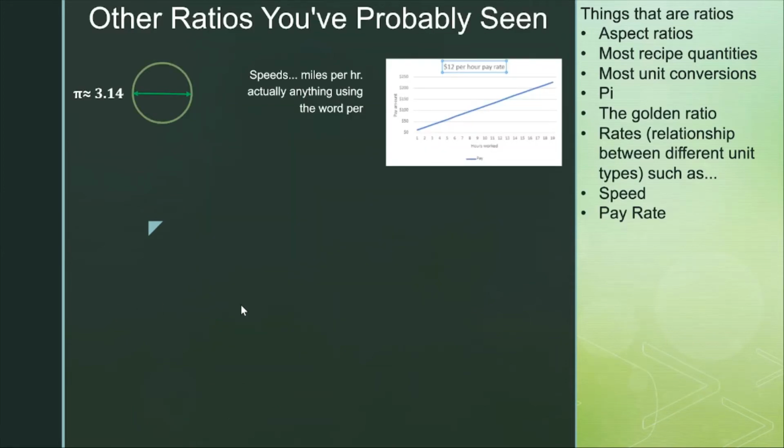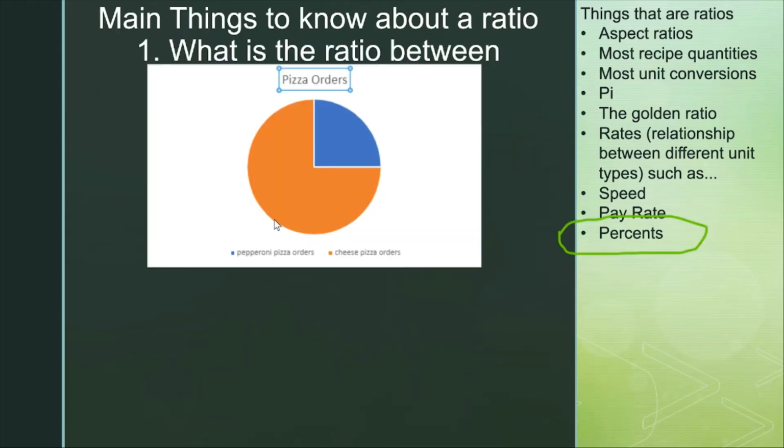Other ratios that you've probably seen include pi and rates. Those are relationships between different unit types, such as speeds, miles per hour, and pay rates, dollars per hour. When you're working with ratios, one important thing to keep in mind is what two things are the ratios between.